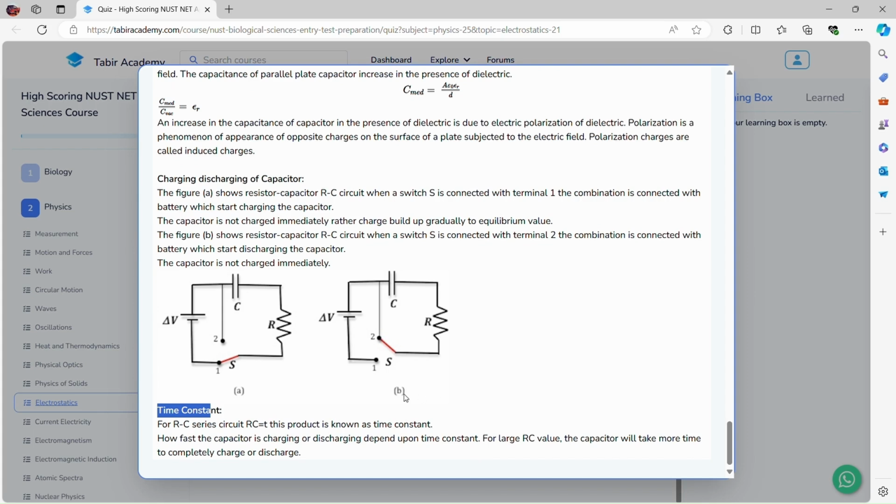A and B में आप फर्क देख सकते हैं. Here it's 1 to S, but here it's 2 to S. Terminal 1 है यहाँ पे, terminal 2 है. यहाँ पे A में capacitor charge होता है और B में I guess discharge होता है.